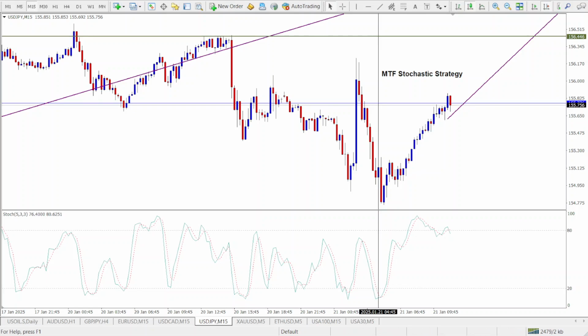to protect your capital. Now, to wrap things up, the MTF stochastic strategy is a versatile strategy that can be used by traders at all levels. Whether you are a beginner looking to reduce false signals or an experienced trader wanting to fine-tune your trades, adding multiple time frames to the stochastic oscillator will give you the edge you need. Remember, it's all about aligning signals across time frames and trading with the trend.